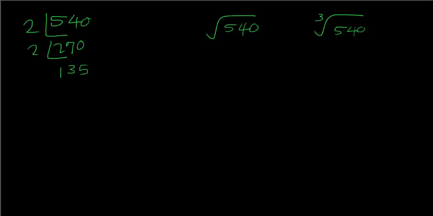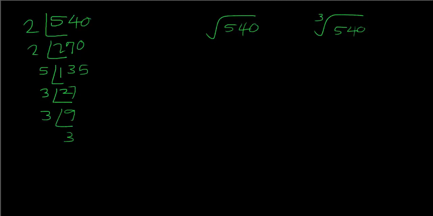And I don't think 2 goes into 135, but it ends in a 5, so 5 goes into it. 5 goes into 135 27 times. 27 is not prime, so I keep on going. 5 doesn't go into 27, but 3 does, 9 times. 9's not prime, keep on going. 3 goes into 9 3 times, and I ended right here with the prime number, so I can stop.